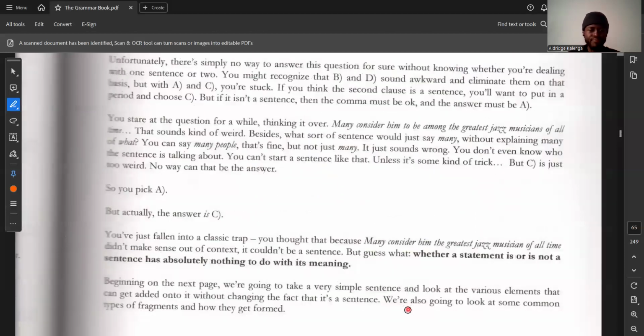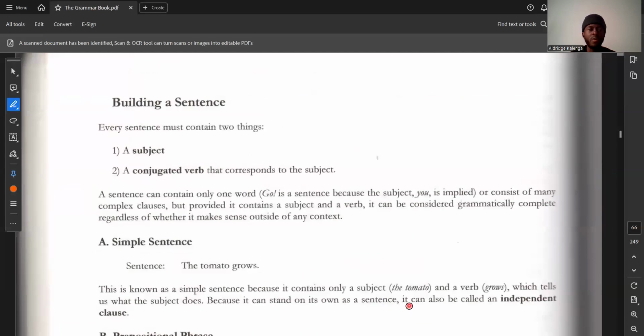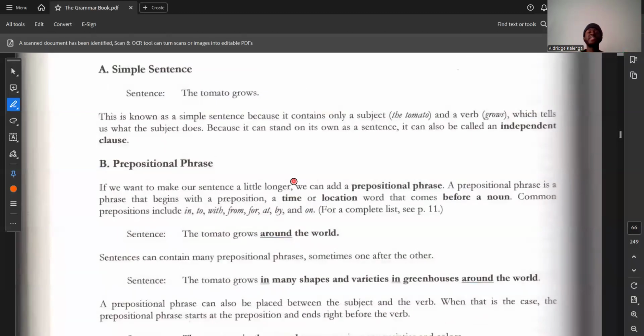Thumbs up. All right, so the answer is C. You guys are correct. So we talked about a bunch of this, and that's the good part. Remember, I told you guys I was giving you spoilers. Every sentence must contain two things: the subject and a conjugated verb that corresponds to the subject. Beautiful. We've learned all this stuff. There are different types of sentences. I'm just going to go through this a little bit quickly. Feel free to slow me down, speed me up. I'm ready to move at whatever pace.